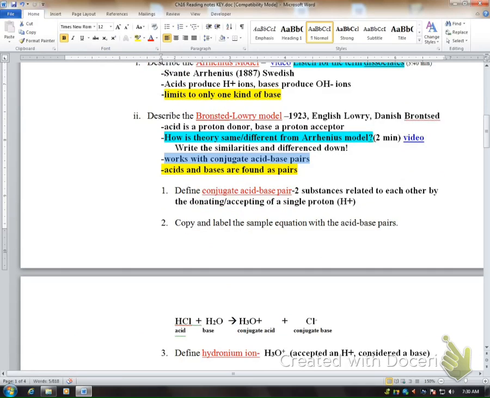Okay, conjugate acid base pairs then, since these are part of the Bronsted-Lowry model, we'll be learning what a conjugate acid-base pair is. So here's your definition of conjugate acid-base pairs. Here again is a highlight in the definition from the book. They use the term proton. Remember, a single proton is your hydrogen ion.